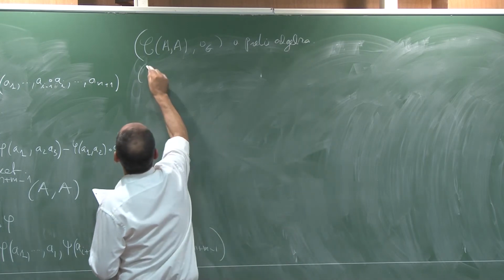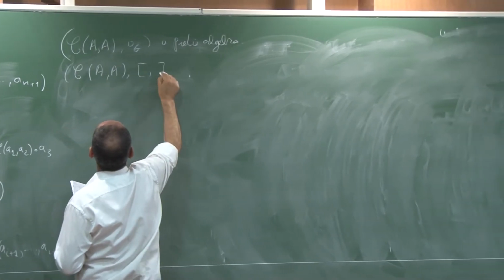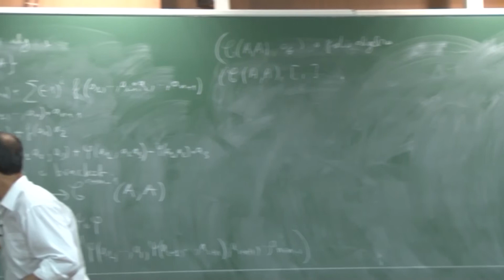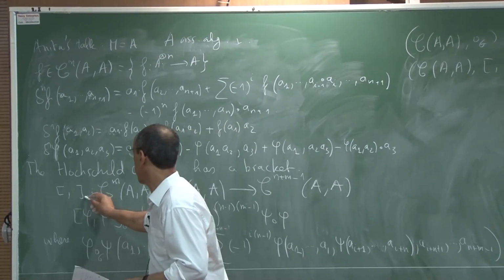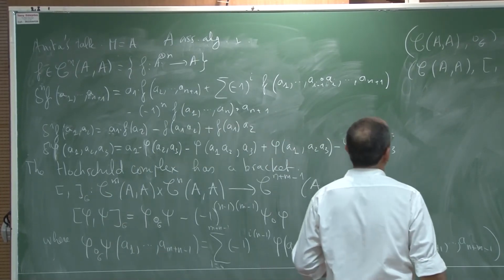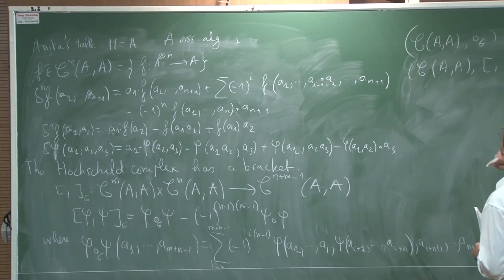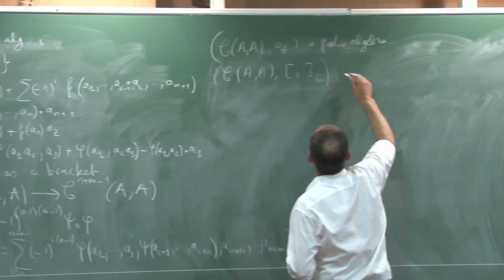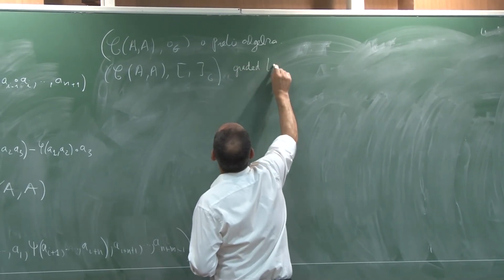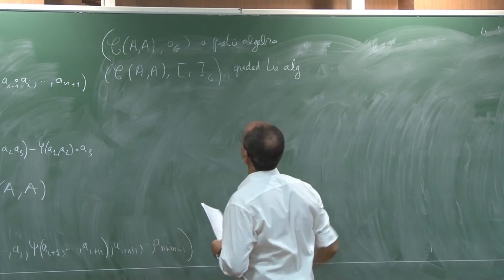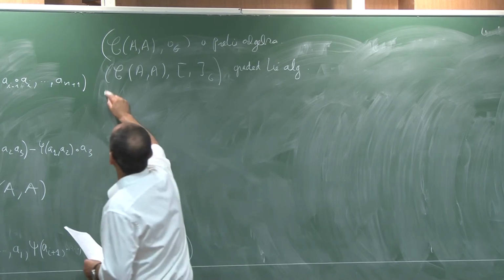And if you consider, maybe I can put here G as well, for Gerstenhaber, this Gerstenhaber bracket, and this is a graded Lie algebra. And this has an important role. There are some observations here.